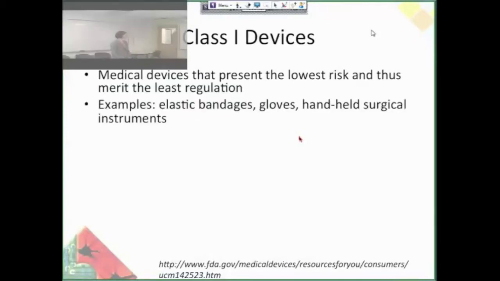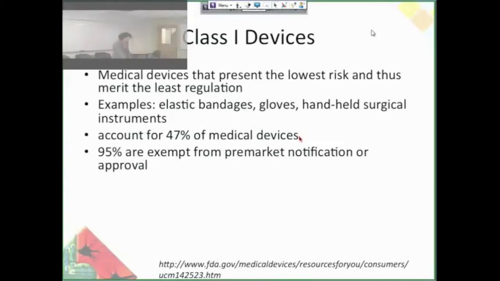Elastic bandages, gloves, surgical instruments. So these are things that if they're defective, they're probably not going to hurt anyone that bad. They account for 47% of medical devices, so most devices that exist don't even have to go through any regulation at all. They're class 1. 95% are exempt from either premarket notification or approval. So 5% of these class 1 devices will have to go through the 510K pathway, but none will have to go through premarket approval.